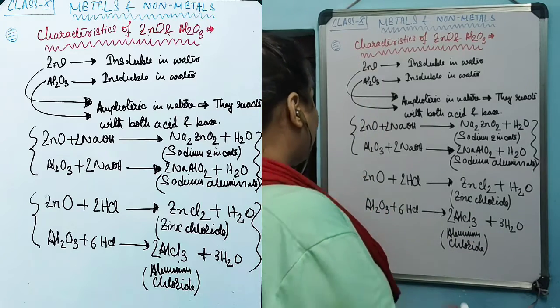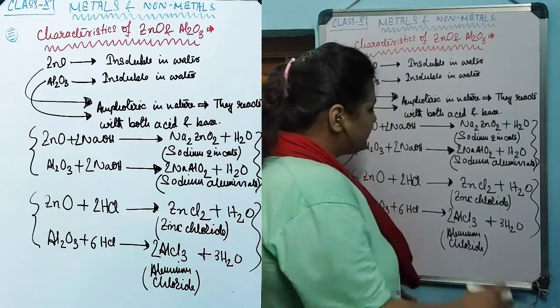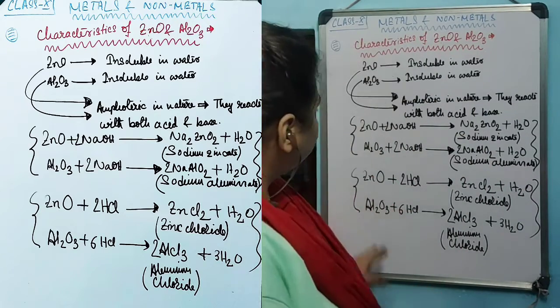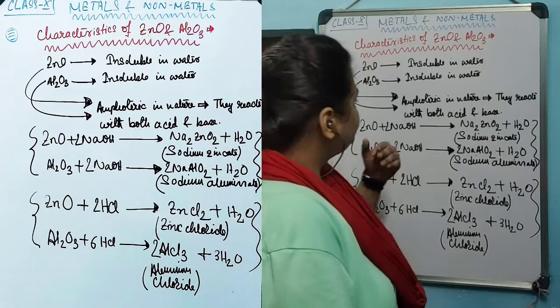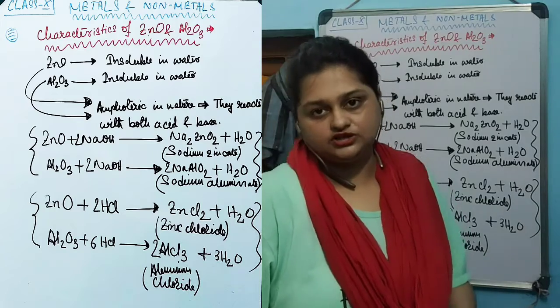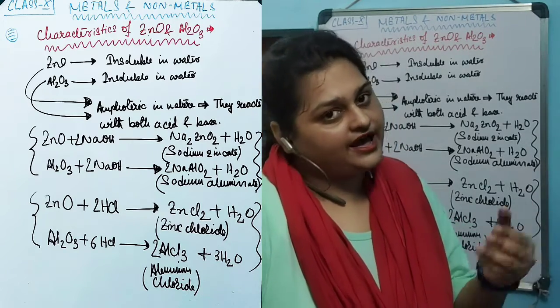This is also evidence that aluminium oxide and zinc oxide react with acid to produce their respective salts. That's why these two reactions prove that zinc oxide and aluminium oxide are amphoteric in nature, because they give the chemical reactions of both acids and bases.